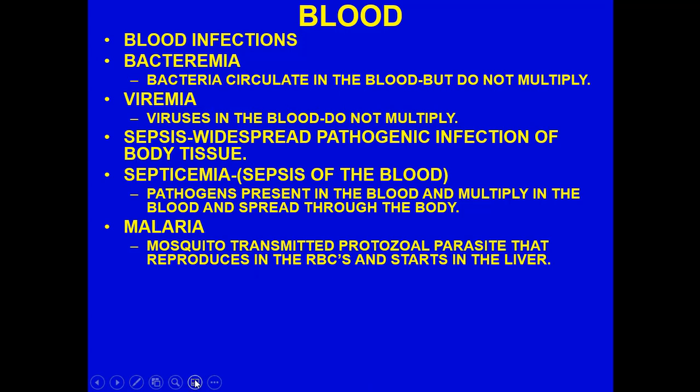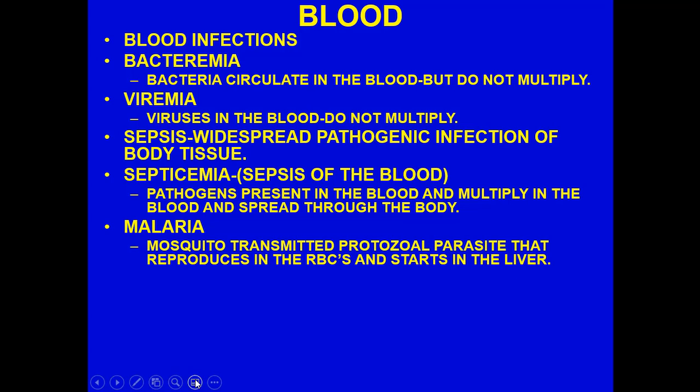Now, blood infections. Bacteremia refers to bacteria which circulate in the blood but do not multiply. Viremia is when viruses are in the blood, but they do not multiply. Sepsis is a widespread pathogenic infection of the body tissue. Septicemia is sepsis of the blood. This is where the pathogens are present in the blood, multiply in the blood, and are spread throughout the body.